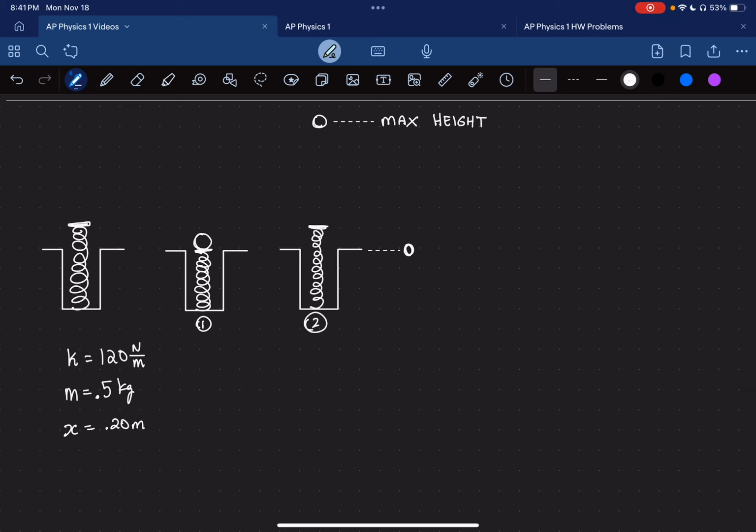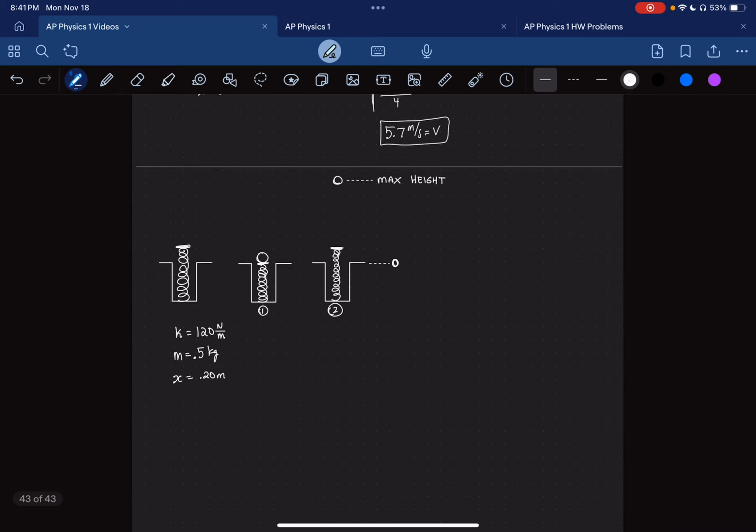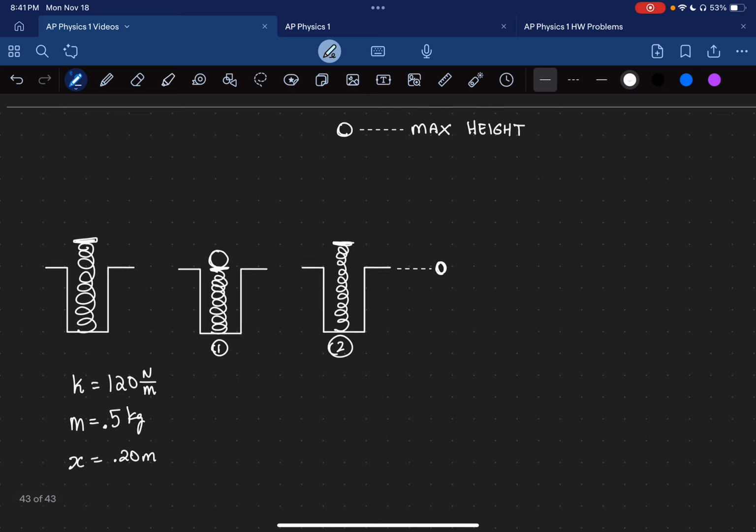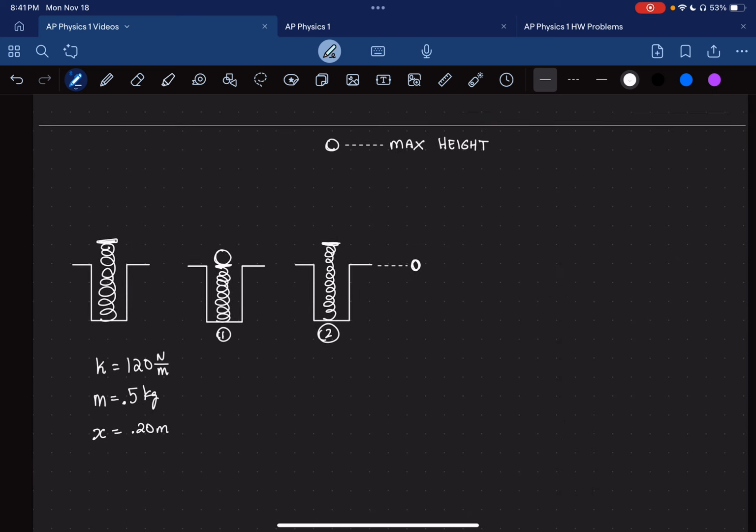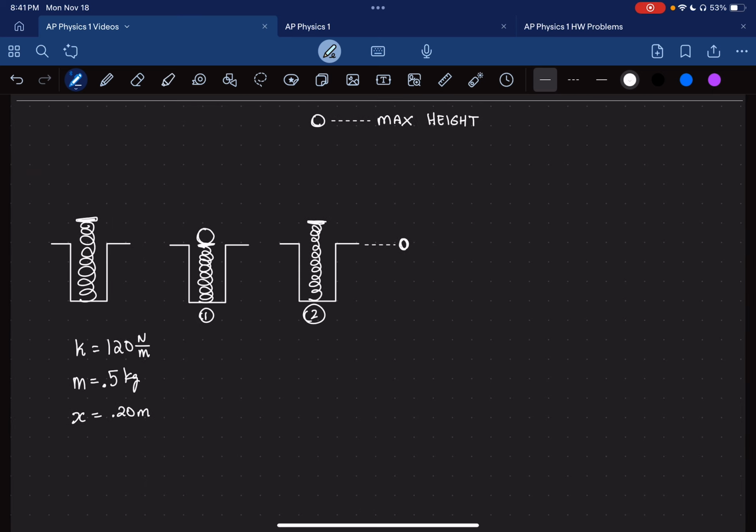In position 2, we've released the ball and the spring is back in the equilibrium position and the ball has moved up to its maximum height. And so our question is, what is that maximum height? How far is that? So we'll use the conservation of mechanical energy.